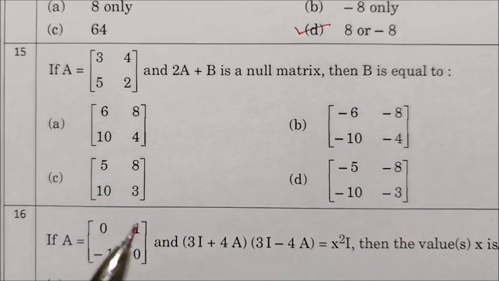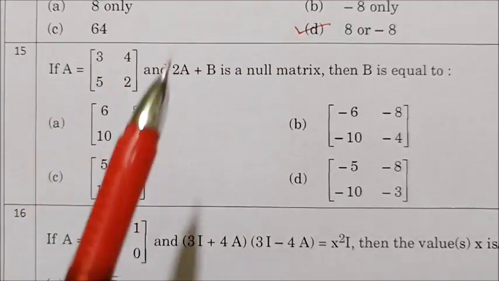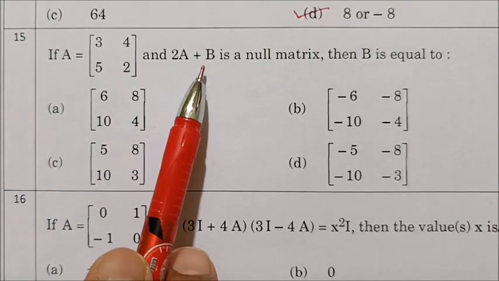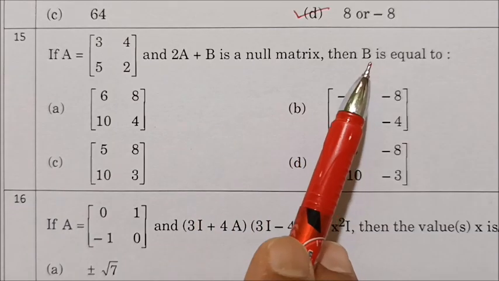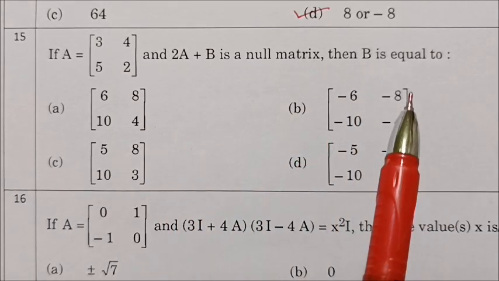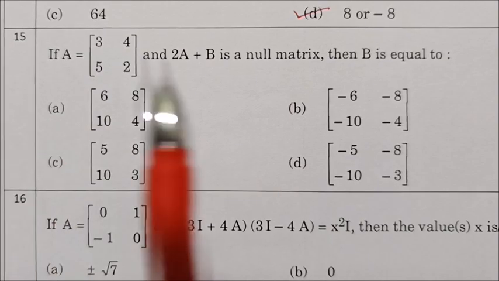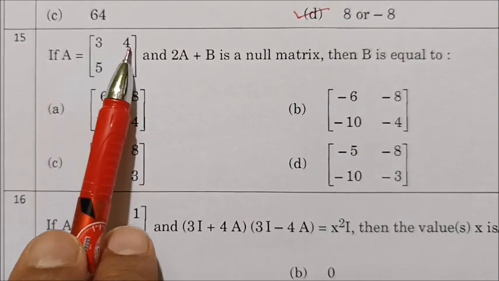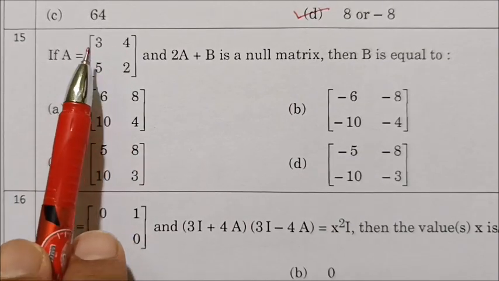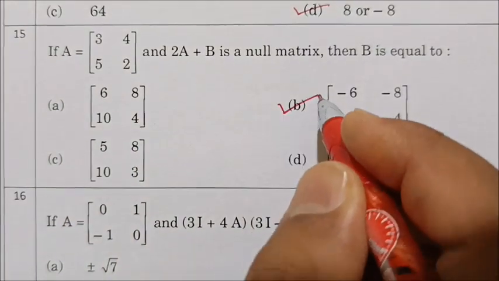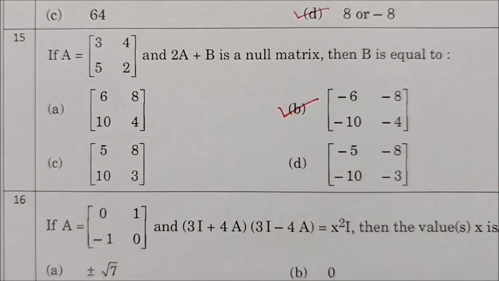Question number 15 is also an oral question, like question number 14. You see, 2A plus B is a null matrix. That means B will be equal to minus 2A. What is A? A is 3, 4, 5, 2. So minus 2A will be 6, 4, 10, 4, with the negative signs on all entries. So the correct option is B.